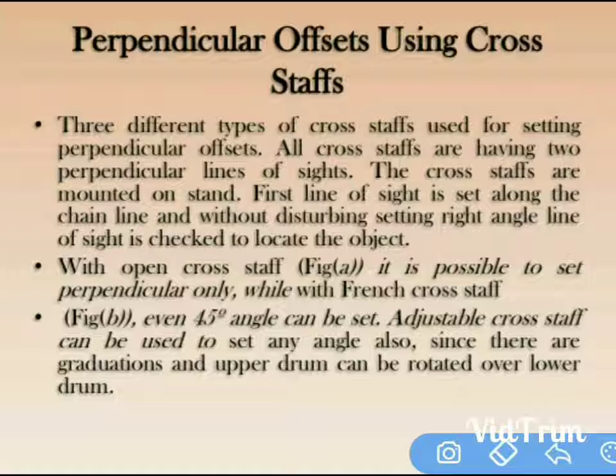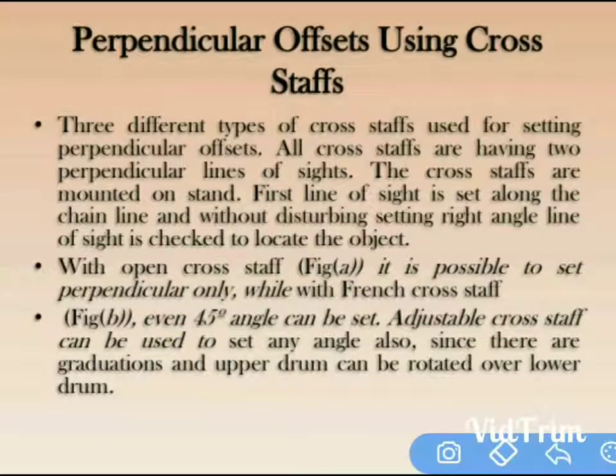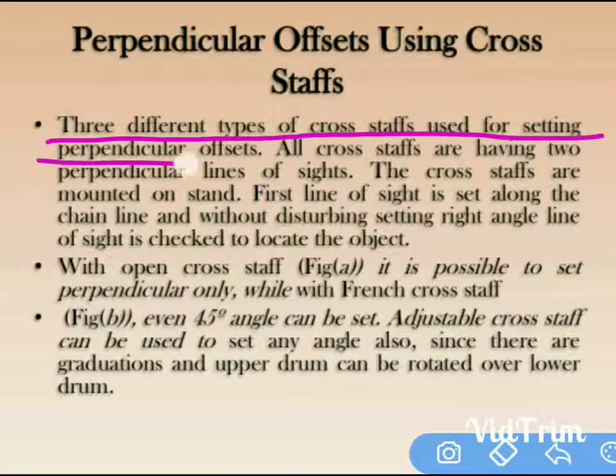Clear? One is different, that is the French cross staff. With the help of the French cross staff, we can set 45 degrees and 90 degrees. With both the open cross staff and adjustable cross staff we can set 90 degrees, right? With the adjustable cross staff we can set 90 degrees, 45 degrees, anything we can set, right? Three different types of cross staffs are used for setting perpendicular offsets.